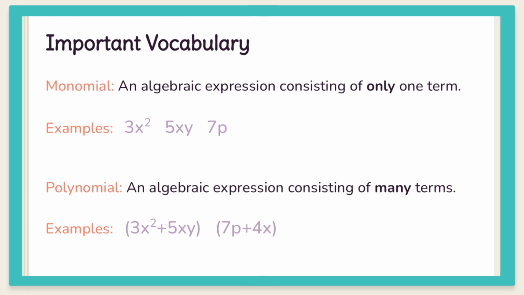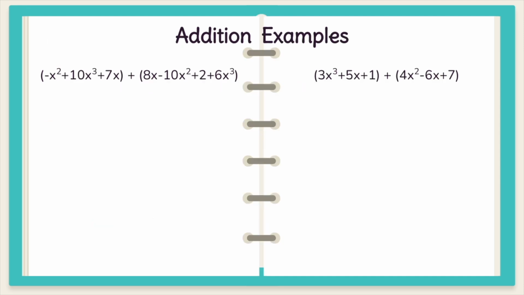Notice they have more than one term because they are separated by an addition symbol or a subtraction symbol, but we don't have that in our examples. Now let's take a look at how to add them. When adding polynomials together, we're going to be essentially combining like terms. And we're going to do this based on the powers and if there are any variables.